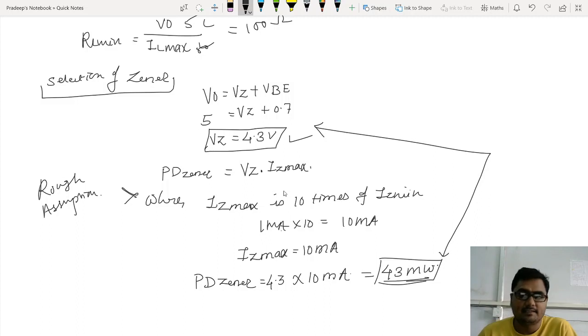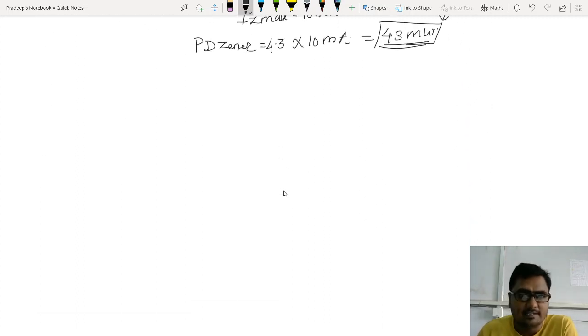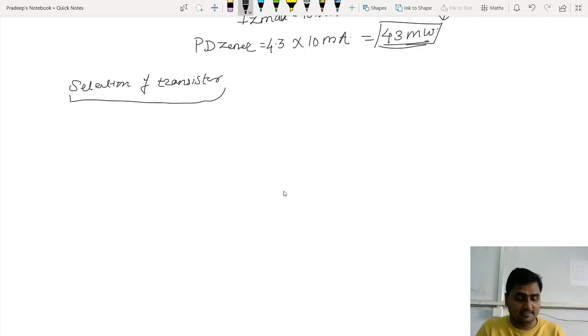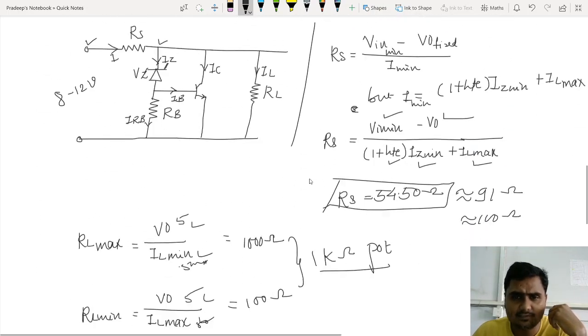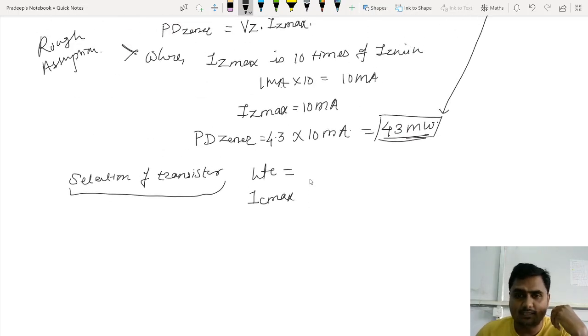After that, the selection of transistor. Let me write here: selection of transistor. How can I select the transistor? See, a transistor is generally selected by its HFE value and its maximum current value, IC max. The transistor's HFE in our case is given. Let me check how much HFE is given. HFE is 110. So 110 is the value of HFE. HFE has no unit.